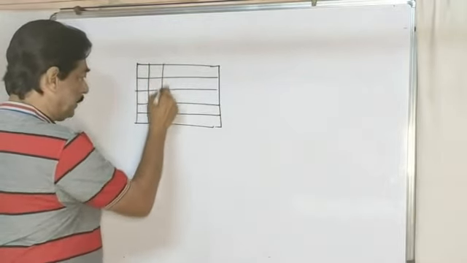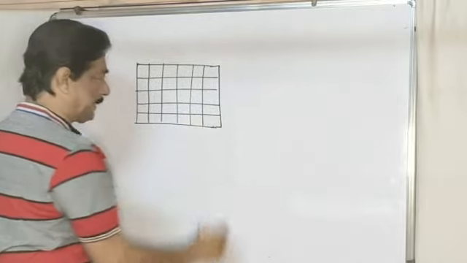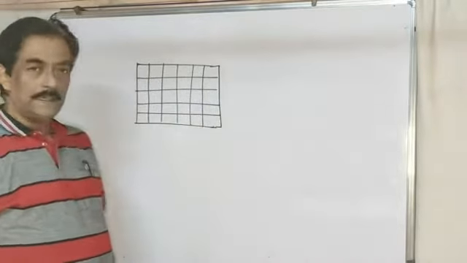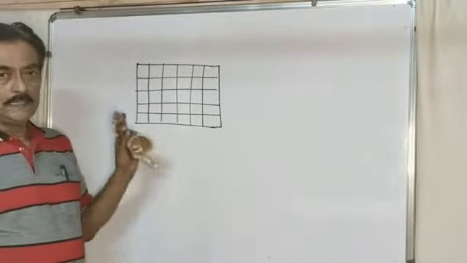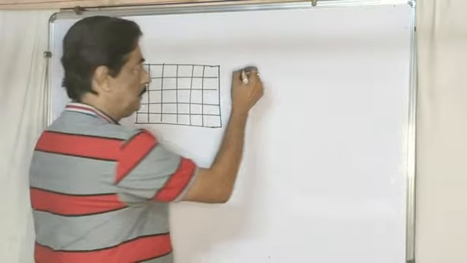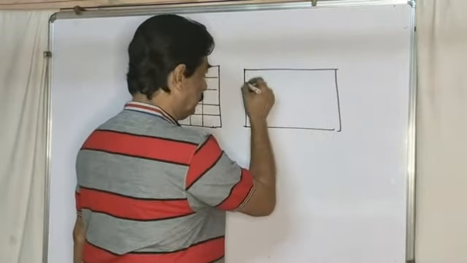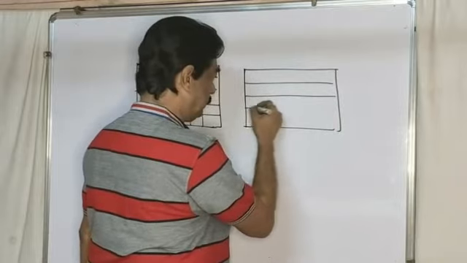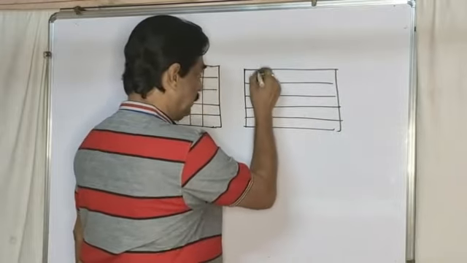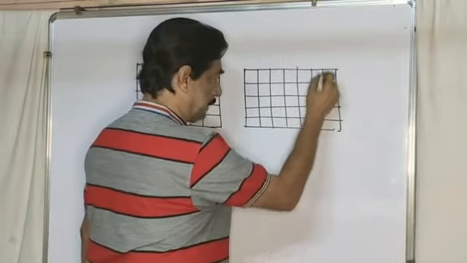They are giving this figure. How many rectangles are in the figure? Second process: how many rectangles are in the figure if every square is also treated as a rectangle? Most important. Again, 1, 2, 3 and 4. So 1, 2, 3, 4, 5 and 6.